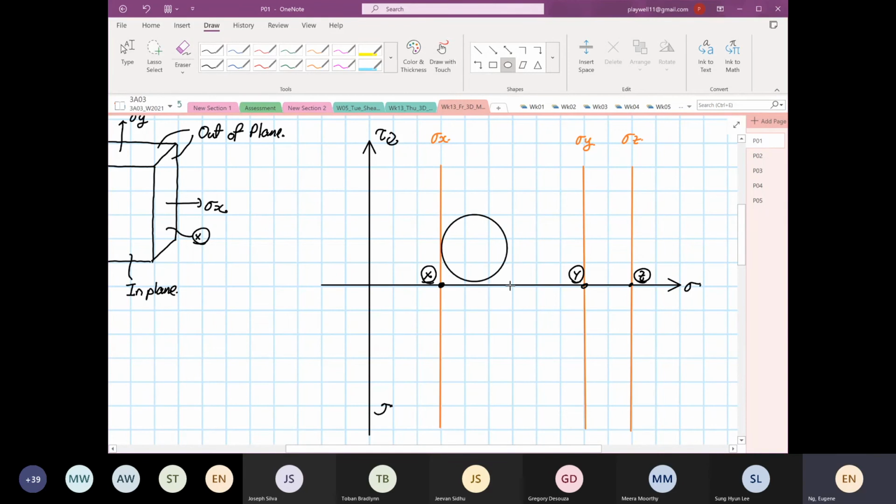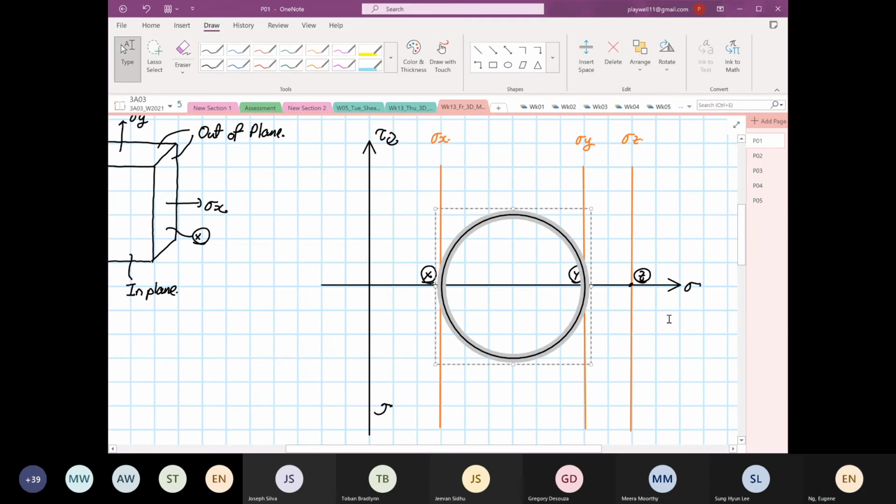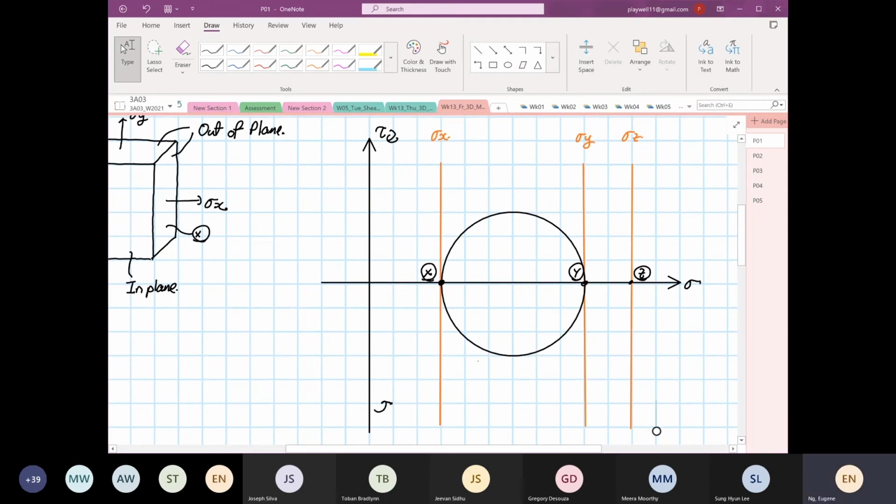By now you should know why this is called the XY plane. This is our first circle. Why XY plane? Because it touches the X point and the Y point over here. And the XY plane happened to be in plane. We spoke about this yesterday.